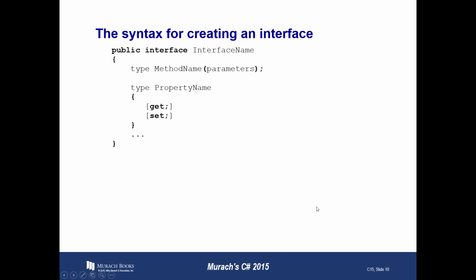So if you want to create your own interface, rather than saying public class, it's public interface. You give the interface a name. As it says, you can add methods, as many methods as you want. Those methods can or cannot, depending on how you want it set up, have parameters. And an interface can also have properties.